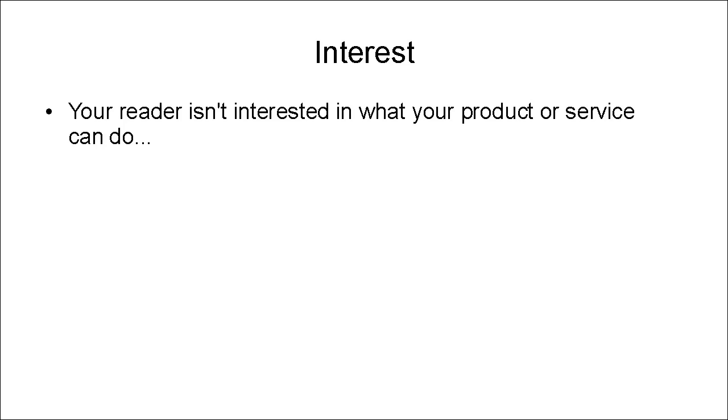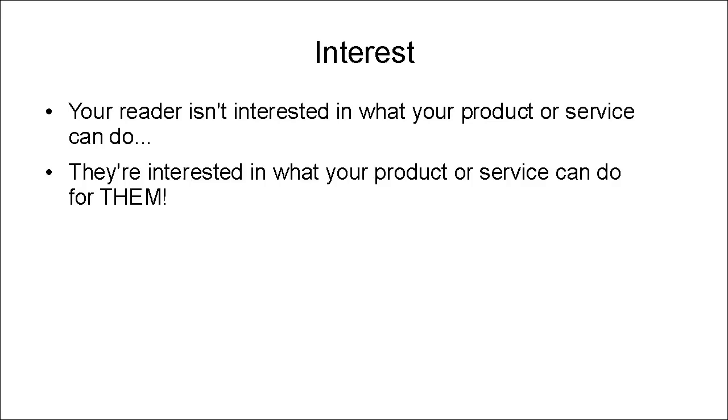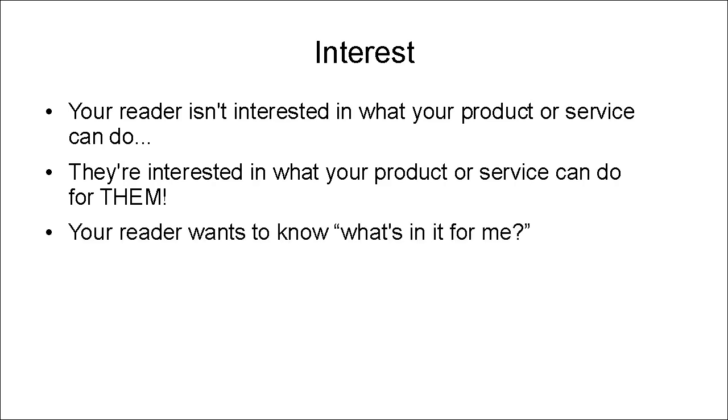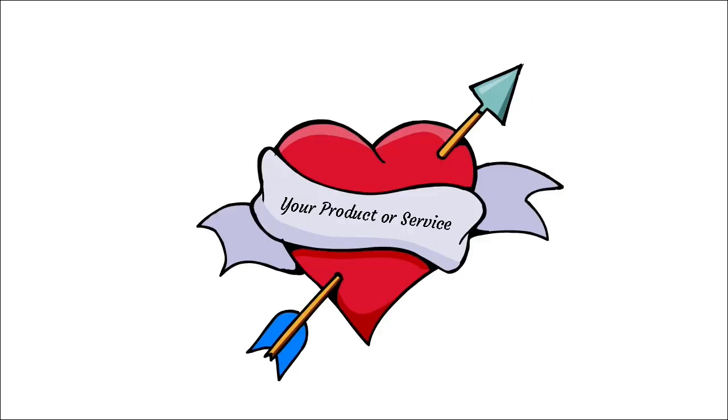Now the next step is interest, and there is sometimes some confusion when it comes to interest. Bear in mind, your reader isn't interested in what your product or service can do. They're interested in what your product or service can do for them. The reader wants to know, what's in it for me? So you've got their attention, you've shown that you are thinking along their lines. Now you want to get them interested in what your product or service can do for them. What's in it for the customer? And this leads naturally into forming the desire for the product.